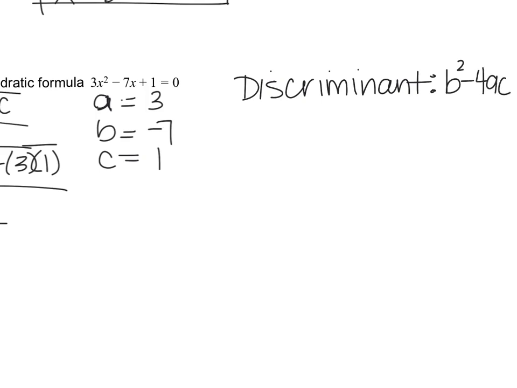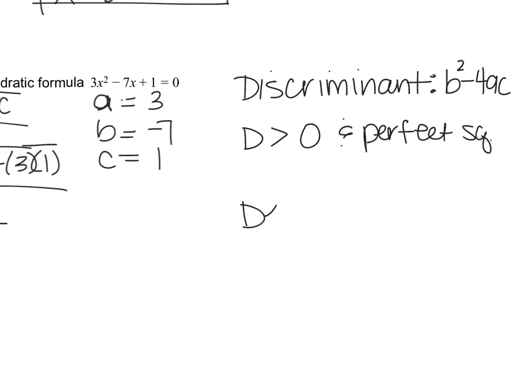What the discriminant can tell us are the types of solutions we have to a quadratic without performing the quadratic formula. So we have four options. We can have that the discriminant is greater than 0 and it's a perfect square. We can have that the discriminant is strictly greater than 0. We can have that the discriminant is equal to 0. And lastly, we can have the discriminant is less than 0.